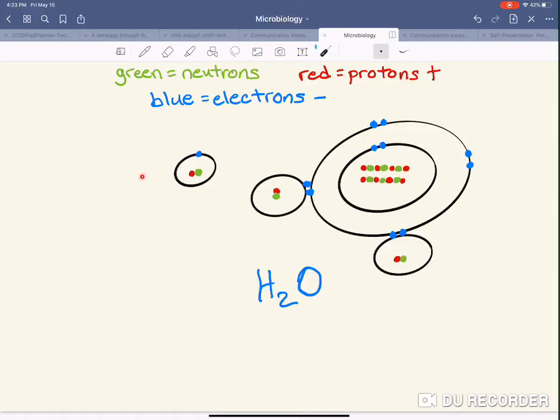In an atom by itself, an atom is neutral, and so it'll have the same number of electrons as it does protons, and the number of protons is determined by its atomic number from the periodic table.